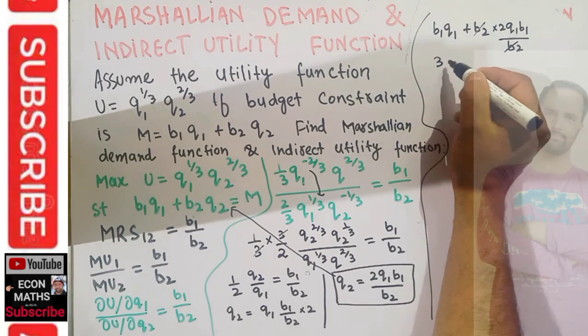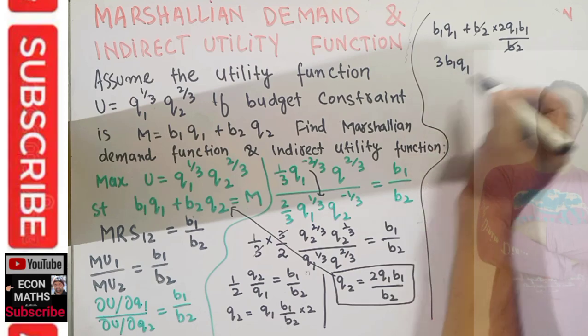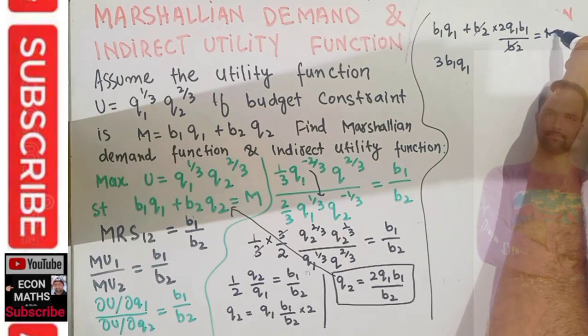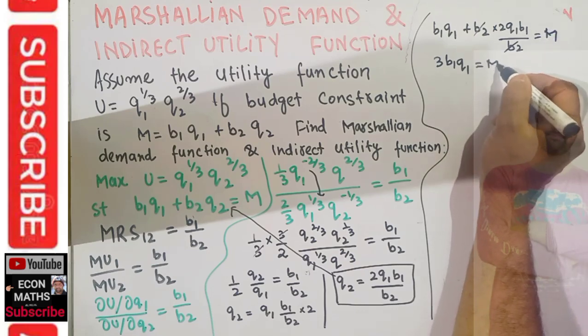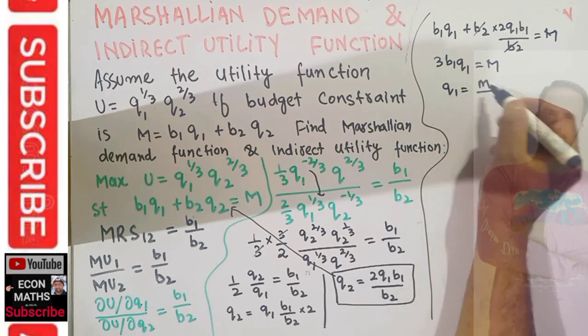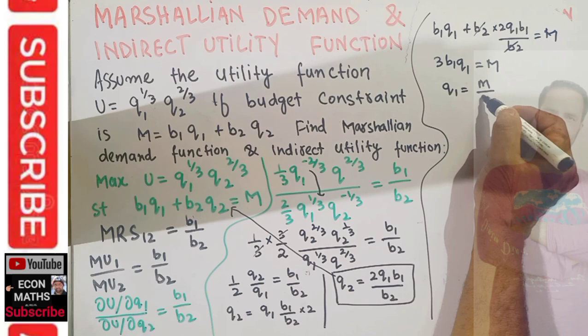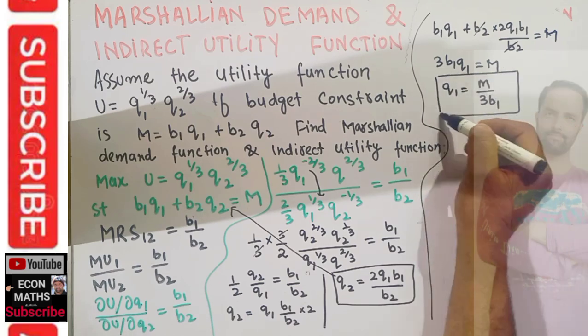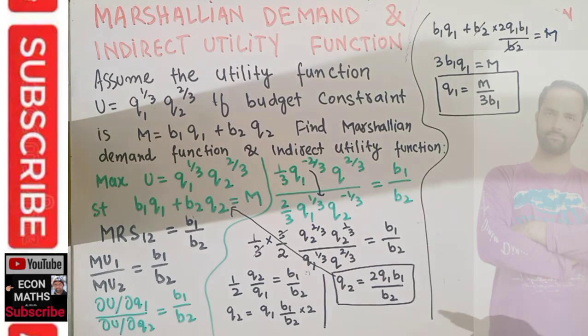This becomes thrice B1 Q1, and it should be equal to the income. So here it is equal to m. Our Q1 will be equal to m divided by, transposing 3B1, it will get divided. Okay, this is our Marshallian demand function for good one. So Marshallian demand is when our demand function is in terms of price and income. Okay, we say it is a Marshallian demand function.